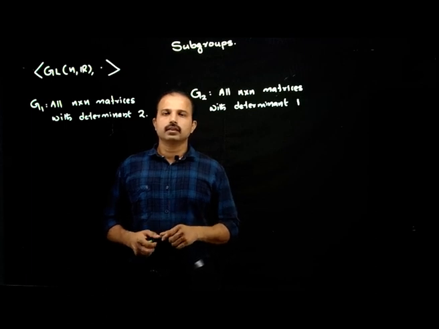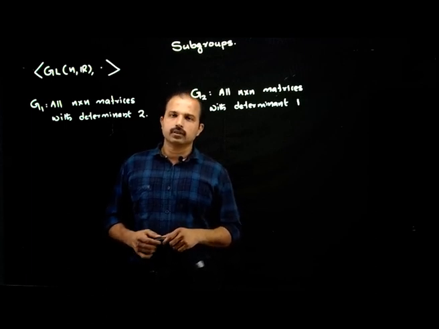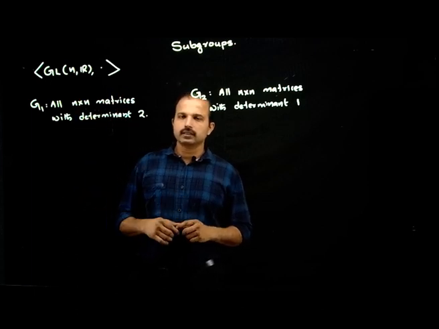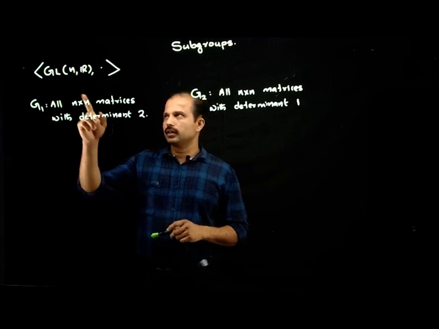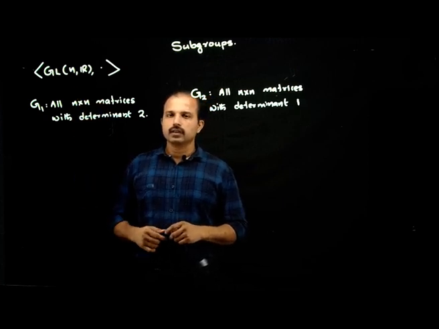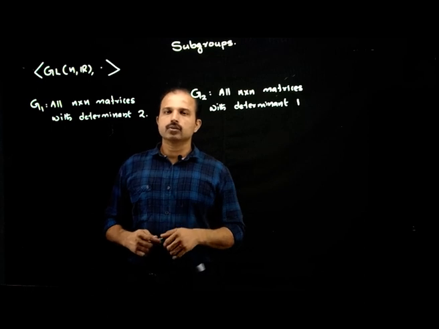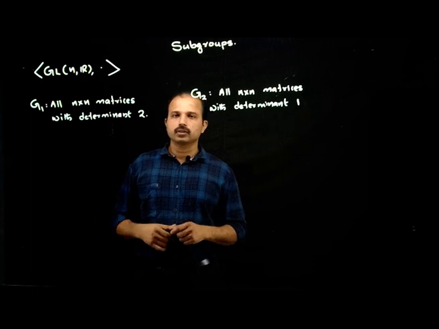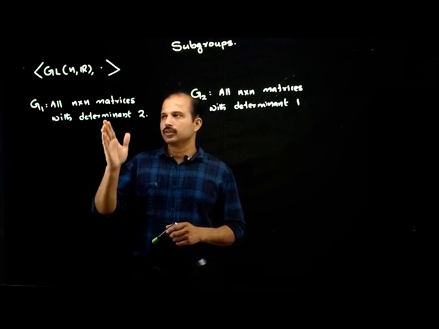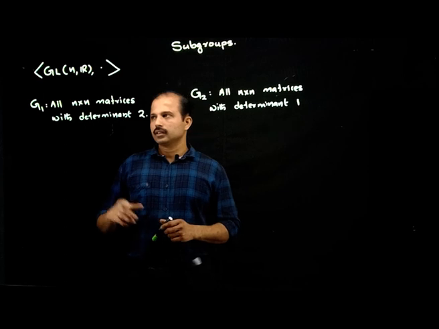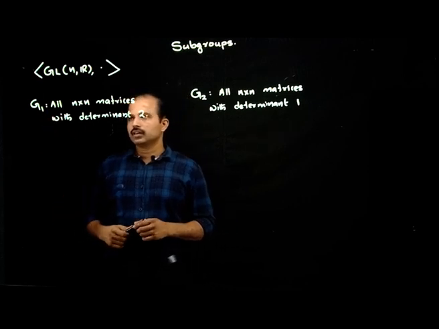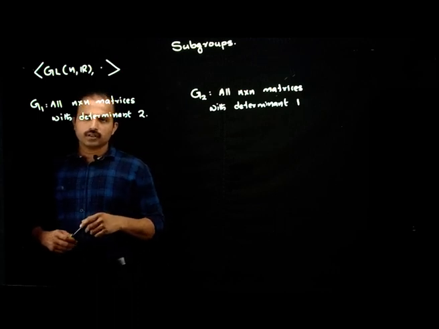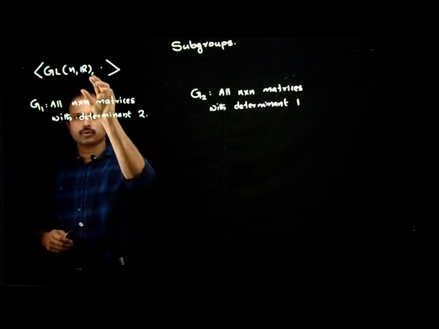Now we may apply that result in some examples. Consider the group GL(n,R) under multiplication. In the last section we found GL(n,R). The elements of GL(n,R) are n by n real matrices whose determinant is non-zero, and under multiplication GL(n,R) is a group, we know. Now you consider two subsets of GL(n,R). The first subset G1 includes all n by n matrices with the determinant 2. Now you have to verify whether this subset is a subgroup of this one.